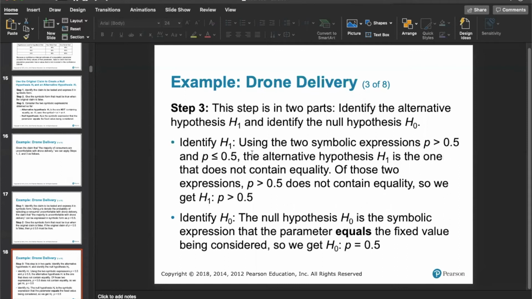So for step three, we're going to put those two parts together to create our two hypotheses. For our alternative hypothesis, we're going to be using the two symbolic expressions. So our P is greater than 0.5.